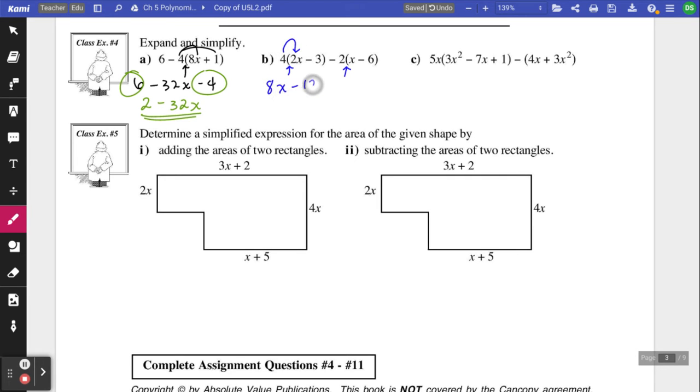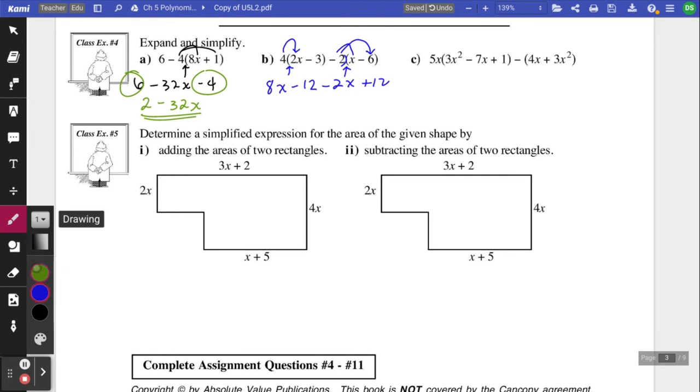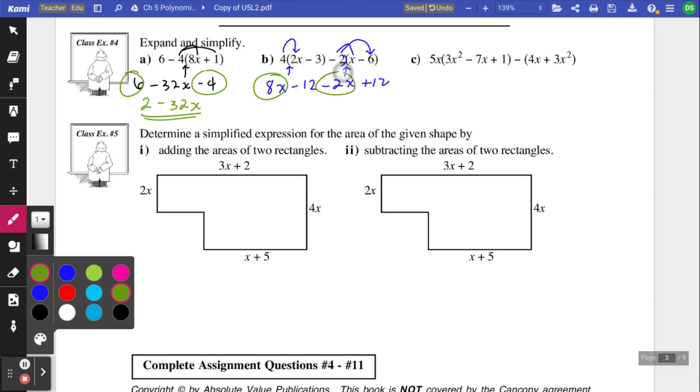8x minus 12. Now here, we're going to take the sign in with us when we go and get a negative 2x and a positive 12. So you did your multiplication. Notice how I copied down a negative sign here. We're subtracting those 2 different halves. Now go collect like terms. Take the sign in front. Minus 12 and plus 12 are gone. That was nice.